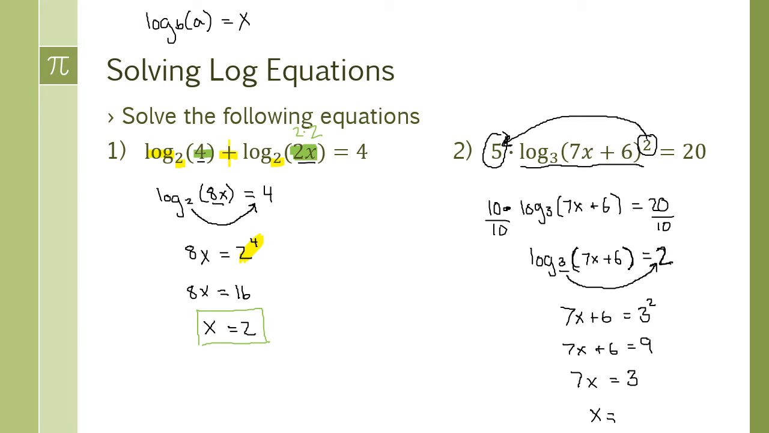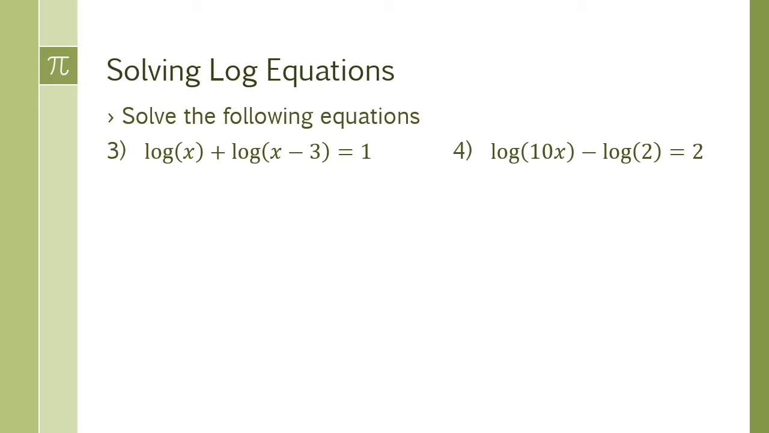Divide both sides by 7. X equals, and we can do this in decimals, 3 divided by 7, 0.429. And now it's always good to double check that if I plug my solution back in for x, I'll still have a positive argument. So if I do that, 7 times 0.429 plus 6, that's equal to 9, which is a positive number, so we are good to go. This solution is real and not extraneous.